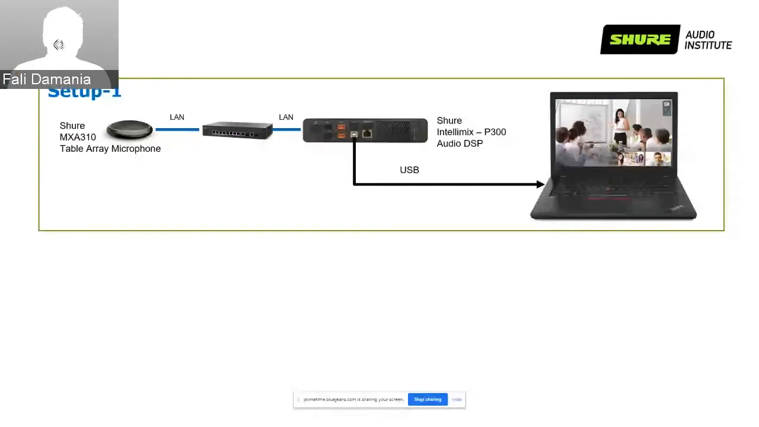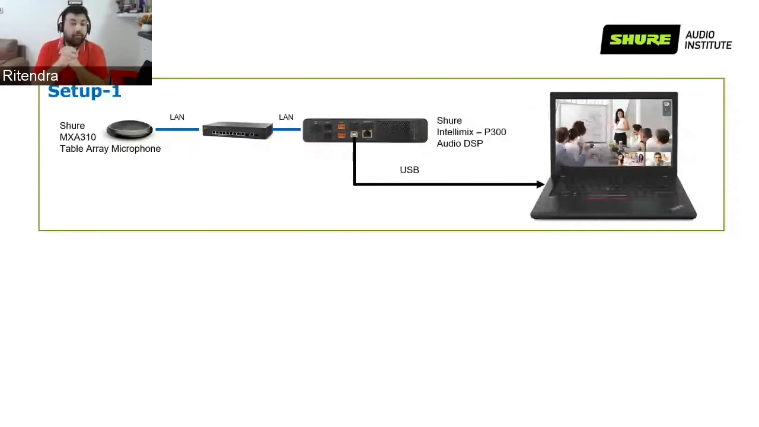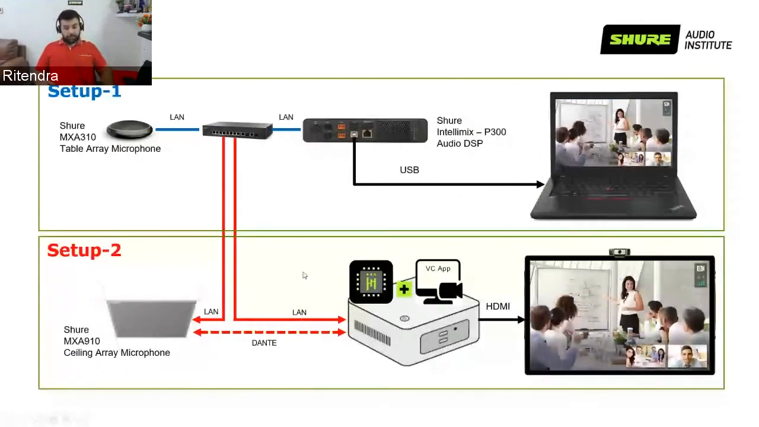Yeah, it's visible. So this is going to be the first setup with the laptop that I'm going to use for my webinar, including P300 and MXA 310. The microphone is going to be connected via USB with the laptop. The second one is going to be this one, MXA 910, connected with IMX Room software. And of course, the IMX Room PC is going to be connected via HDMI to the secondary screen. So we are going to give you a good comparison of these two types of DSP. One is the hardware, that's Intellimix P300, and the second one is going to be your IMX Room.